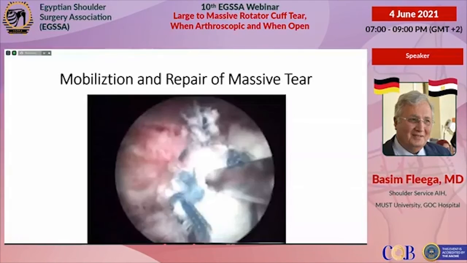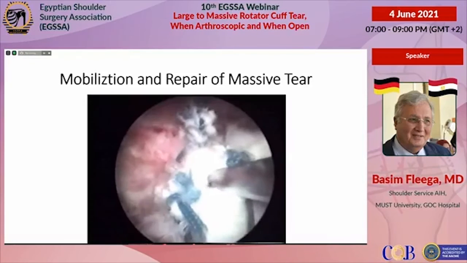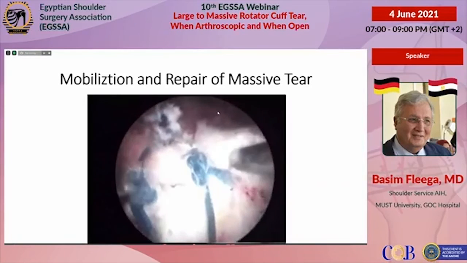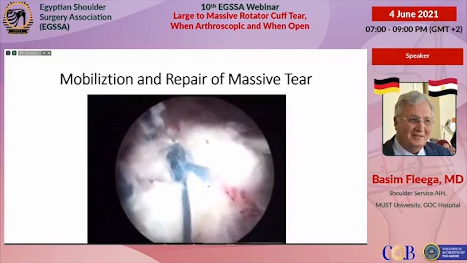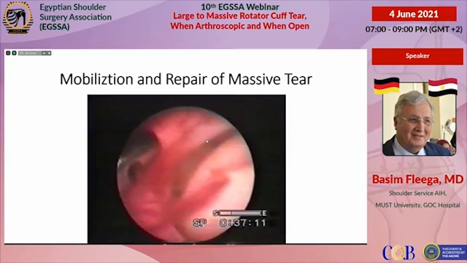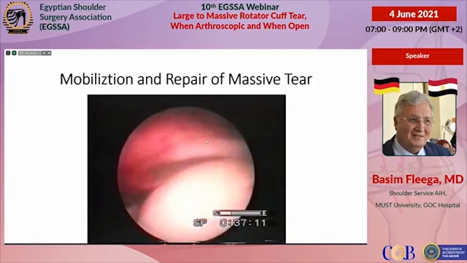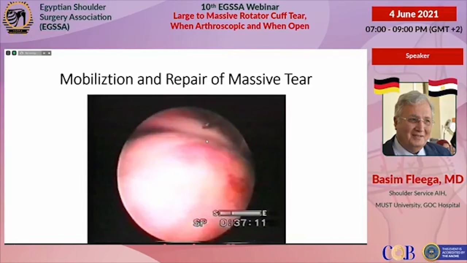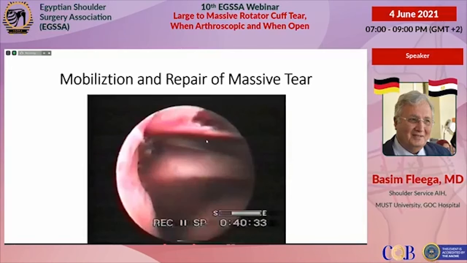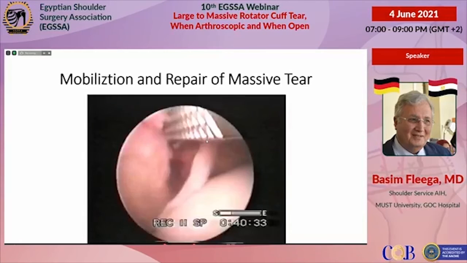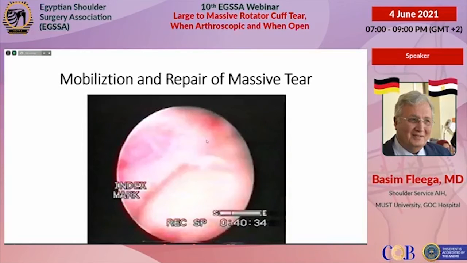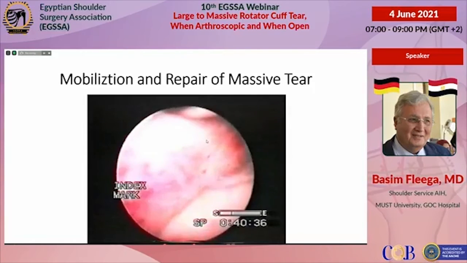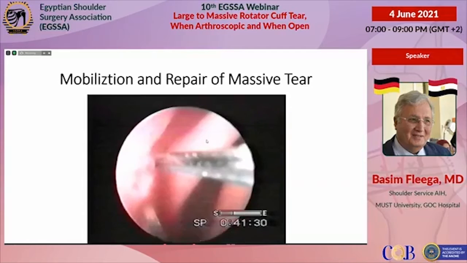And then pulling it out. This we call a repair complex. Here we have a massive rotator cuff tear, and the tendon is retracted to the glenoid. First, we do mobilization, as Andreas mentioned. It's very, very important to mobilize the tendons and capsularis, and then we do the pull-out test of the supraspinatus, which is possible here.